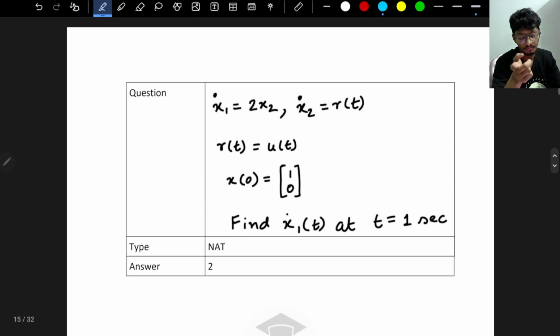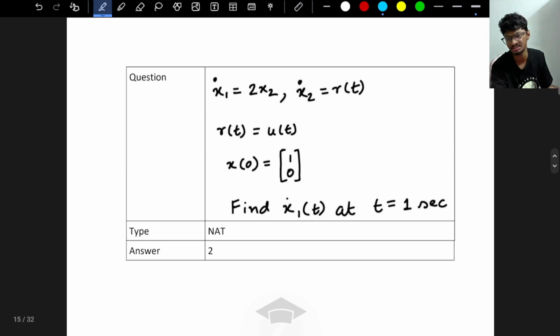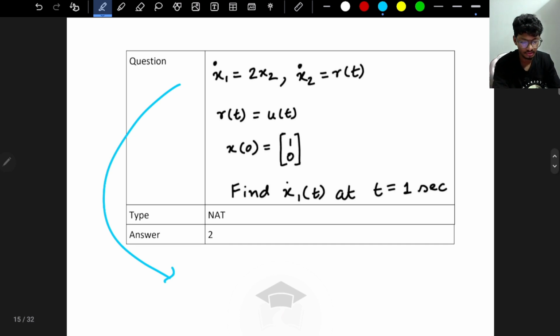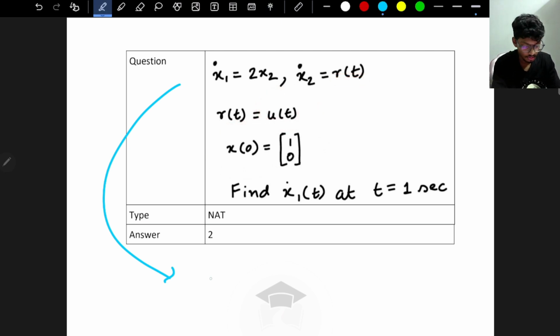Okay. Now this one is a simple question only, but the way many teachers are solving it is lengthy. You can solve it without any knowledge of state space, but you have to know Laplace, right? You are given x1 dot, x2 dot and the initial conditions, and they have given r of t is u of t. So I have to find x1 dot of t at t equals 1. For that I need the expression of x1 dot of t in terms of t. Okay, so how do I do that?